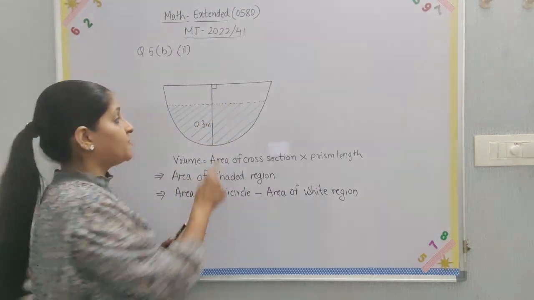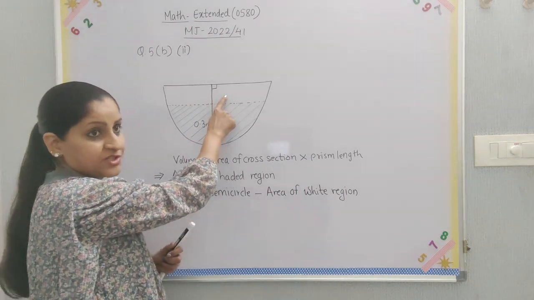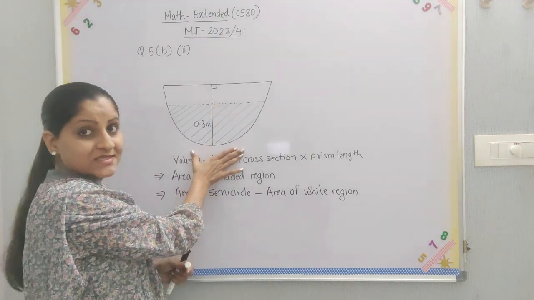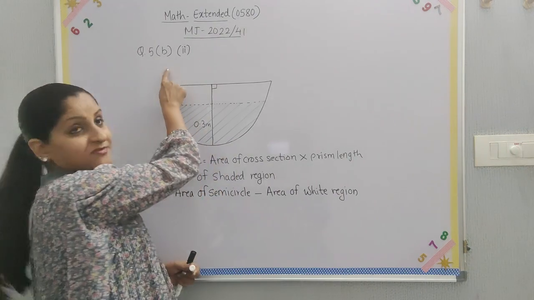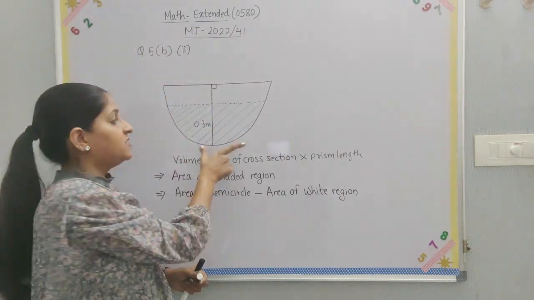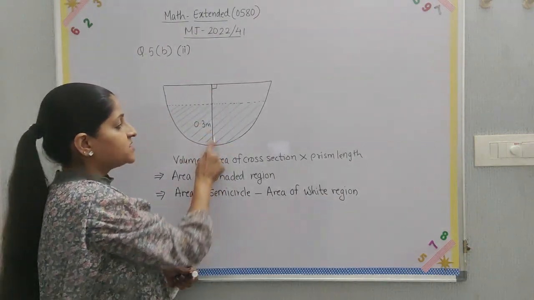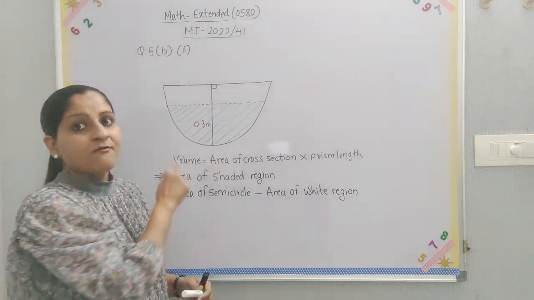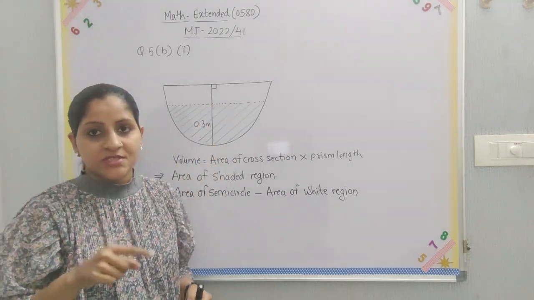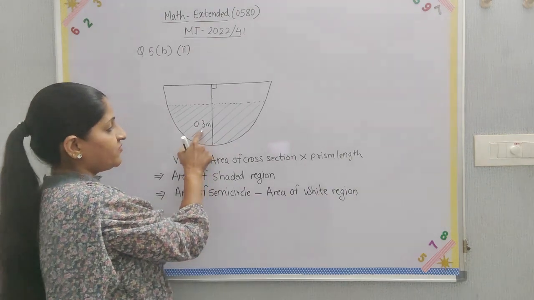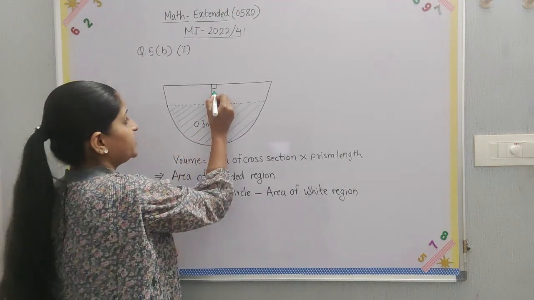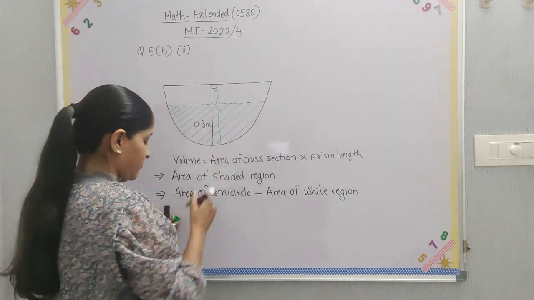So how are we going to obtain the area of this white region? This is a continuation question of 5b1. In b1, the figure has shown that the radius of this particular cylinder was 0.45 meters. So from 0.45 meters, if I subtract 0.3, this whole thing was 0.45.